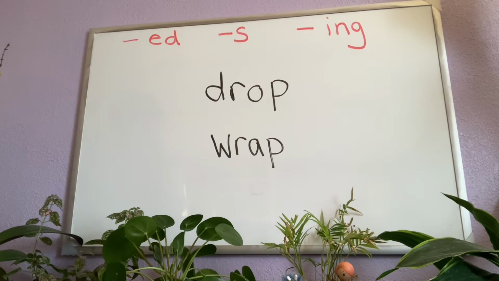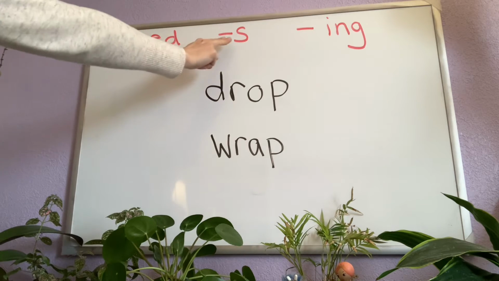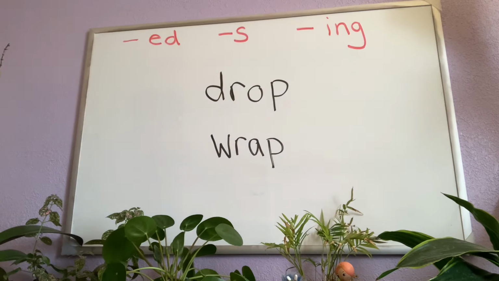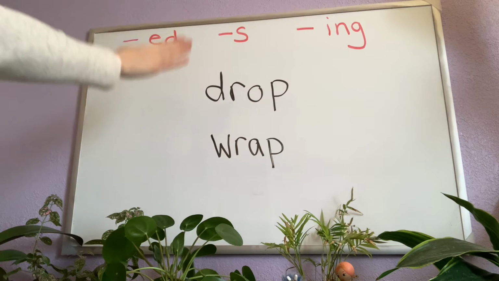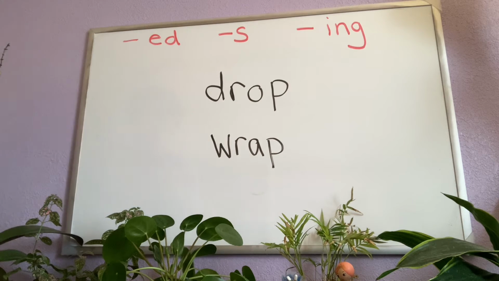Today, we're going to be looking at a few root words and how we can change the inflectional ending of the word and still spell them correctly. An inflectional ending is when you add ed, s, or ing to a word. Now, if I have two root words here, drop and wrap.